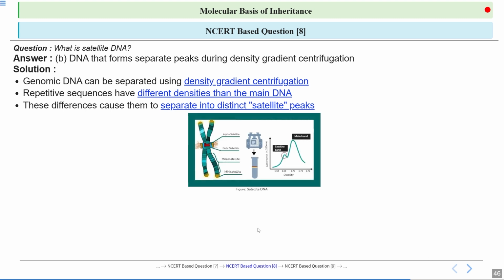So this was the picture. When density gradient centrifugation has been done for the whole genome, what happened? We have seen the smaller peak, and that peak was the satellite band, satellite DNA.